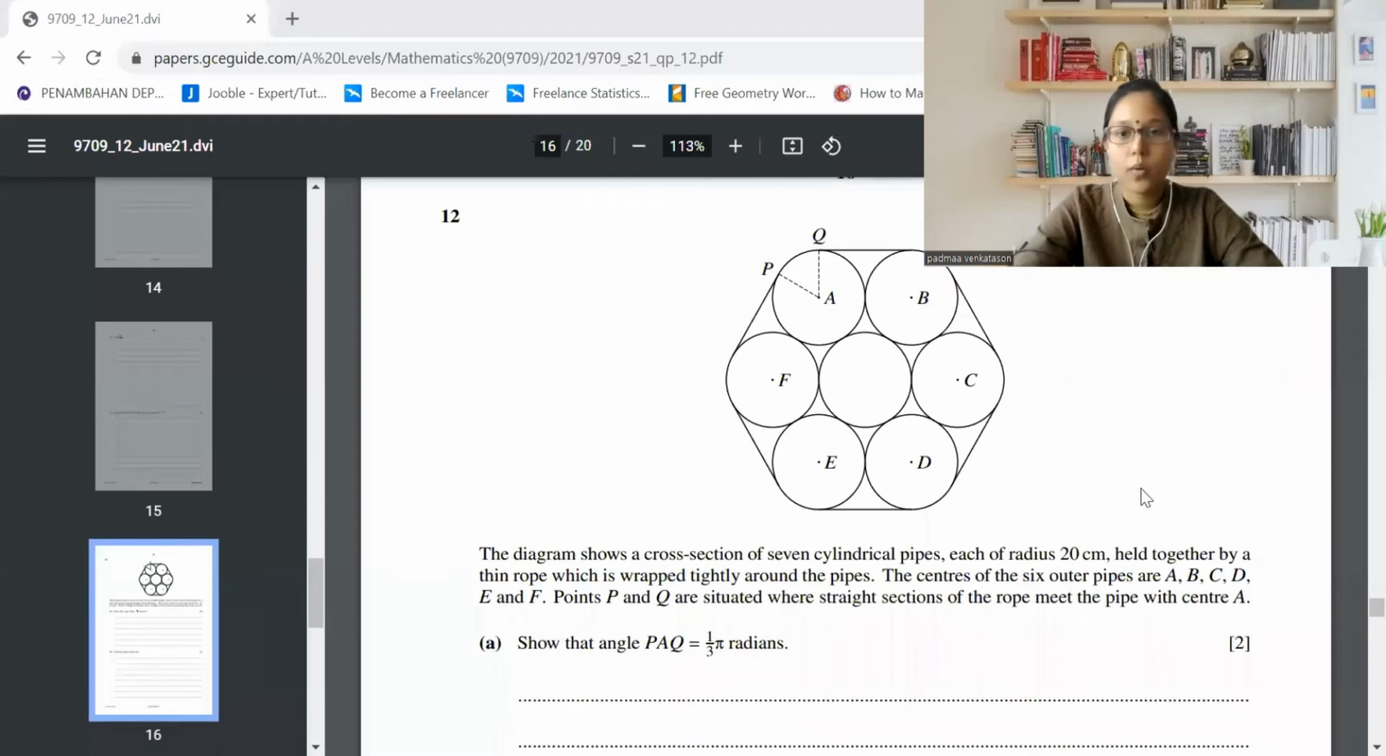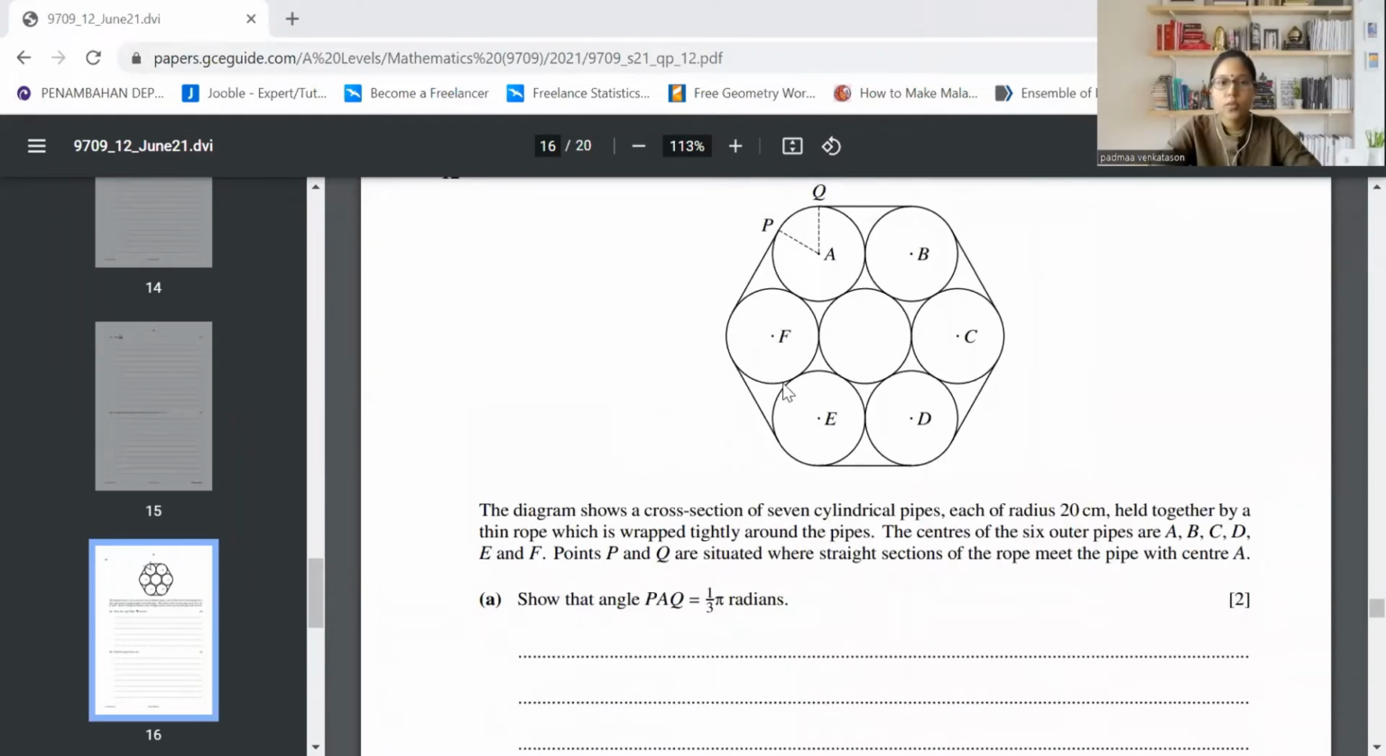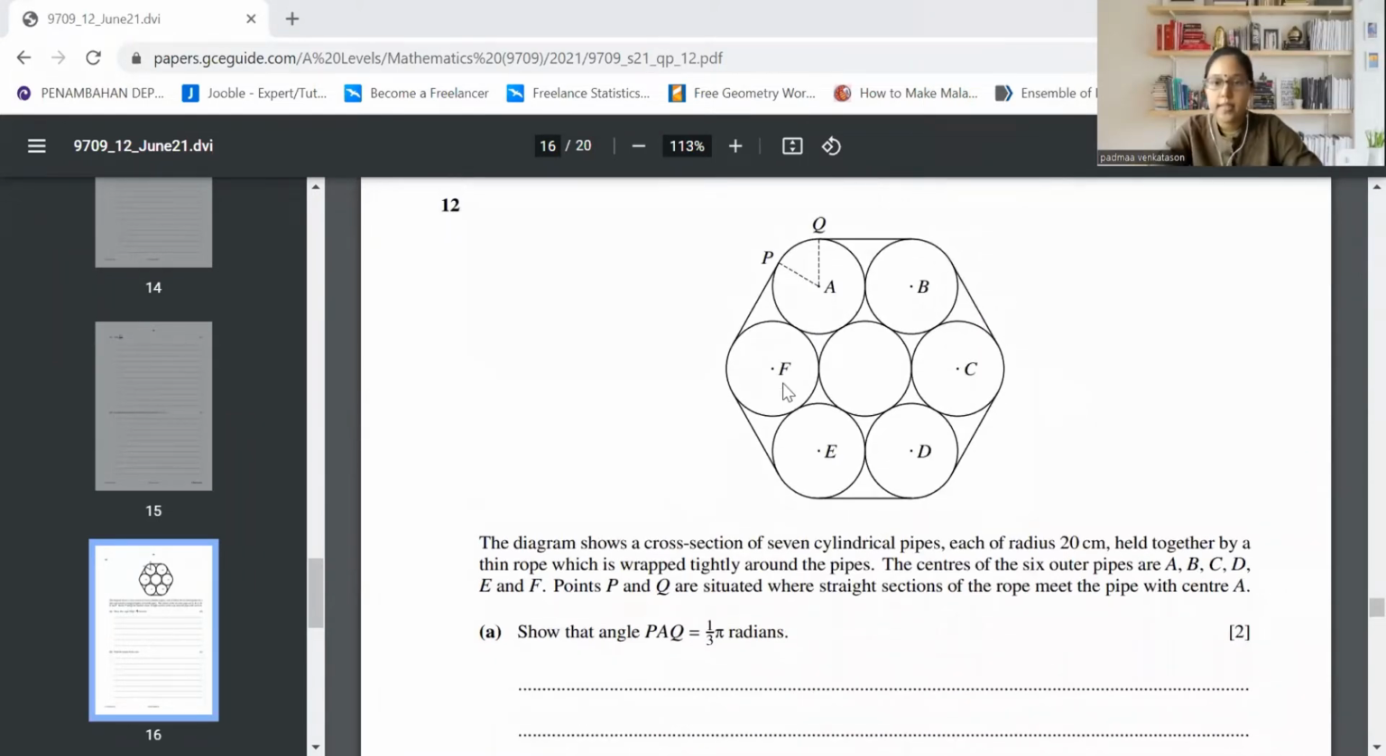All right, so let me share the question now, all of you. Okay. So let's look at question 12 here. I hope you guys can see the question.